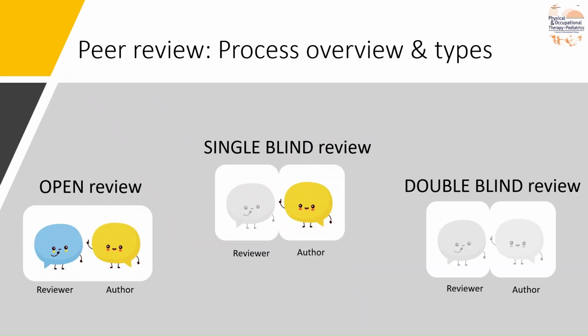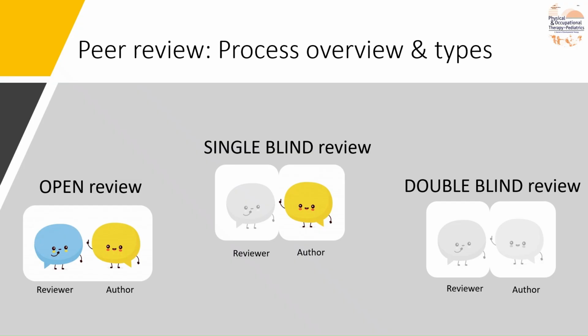So there are different types of peer review systems, and it's important to be familiar with each one of them. In a single blind review that you see in the middle of the screen, the reviewer knows the identity of the authors, but the authors do not know who reviews the manuscript. In an open review model, everybody knows everybody. So the reviewer's identity is revealed as well as the author's identity.